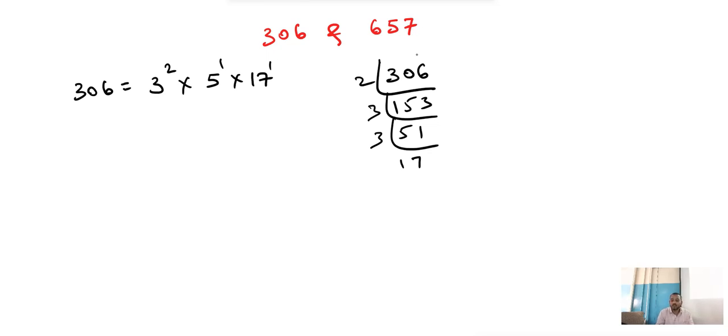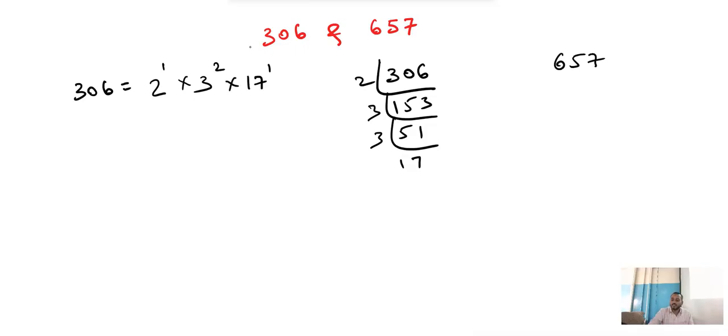People are keeping quiet, so I am telling. Yeah, you have to show your concentration. Okay, so first we have to write 3 square or 2? Yeah, very good. First we are supposed to write 2. Come in ascending order: 2, 1 time, 3, 2 times, 17, 1 time.